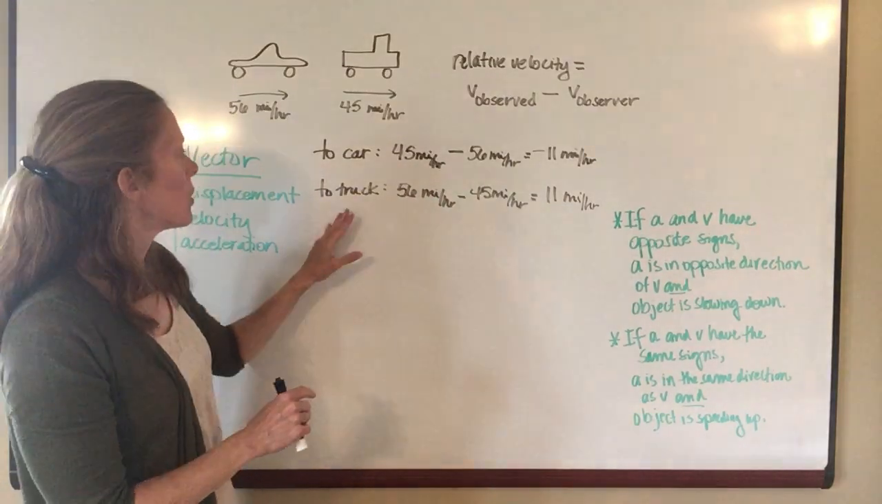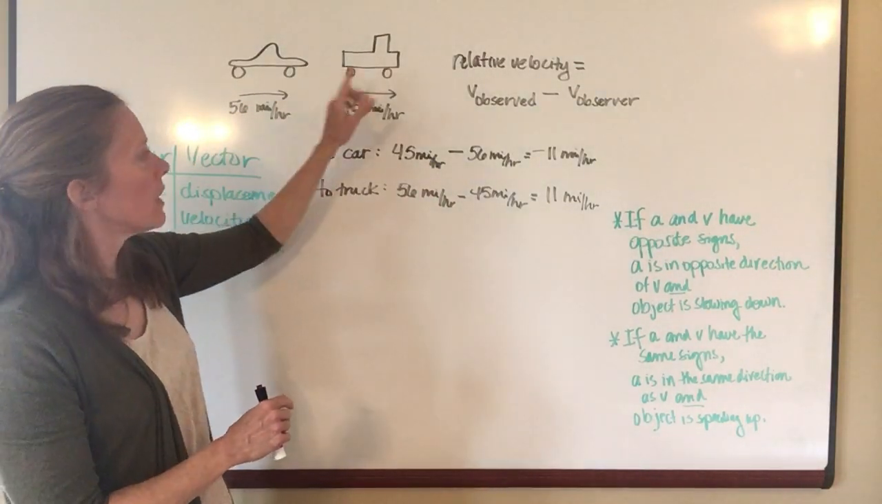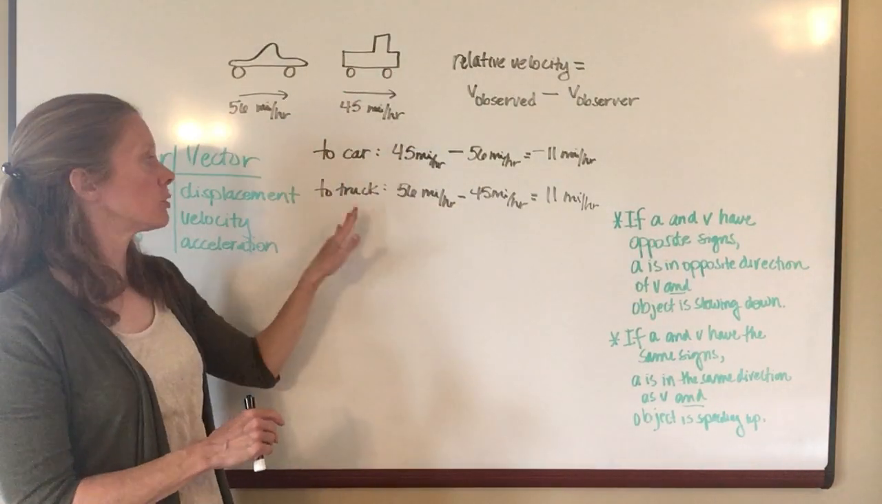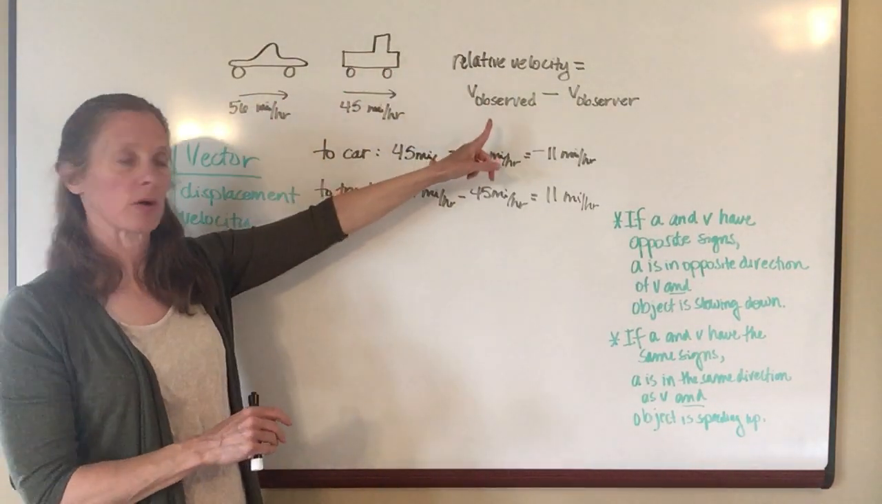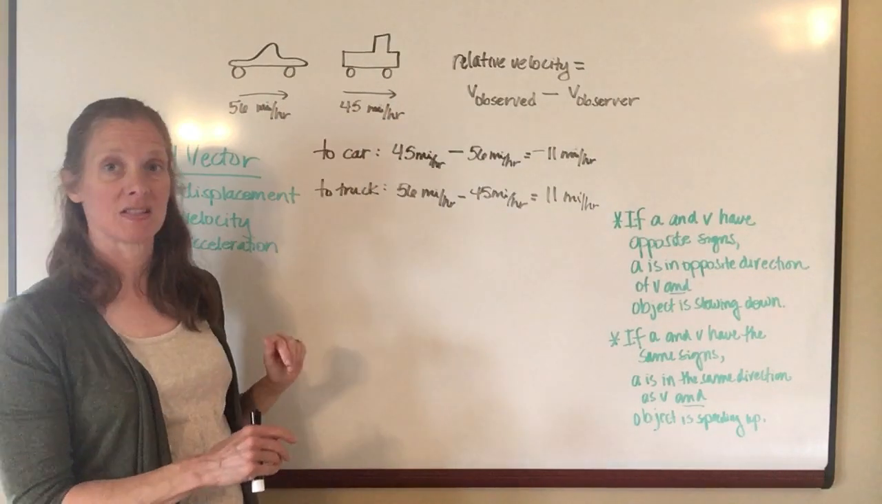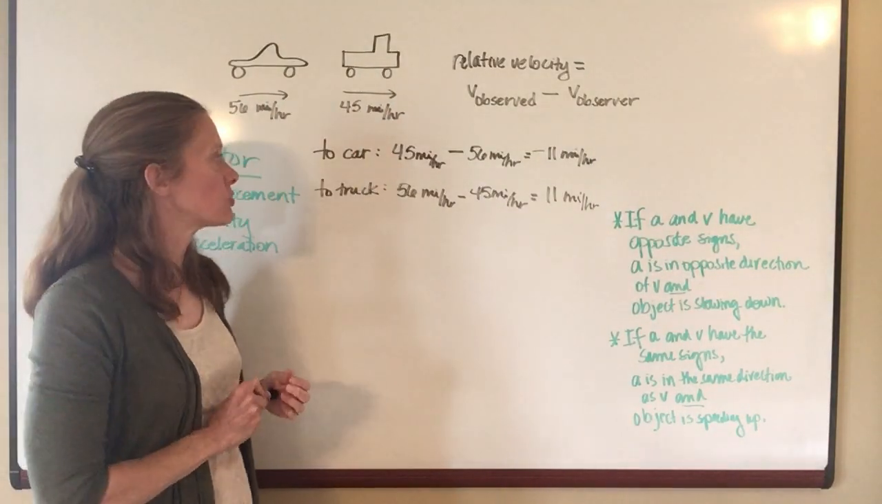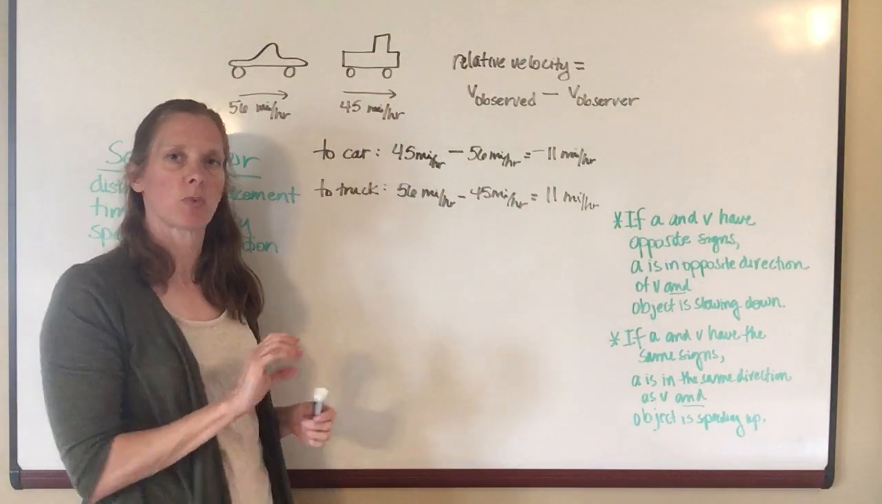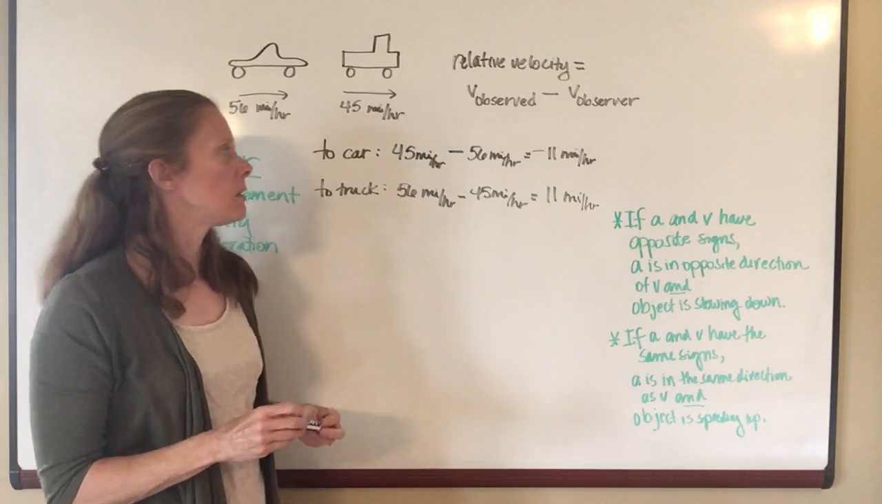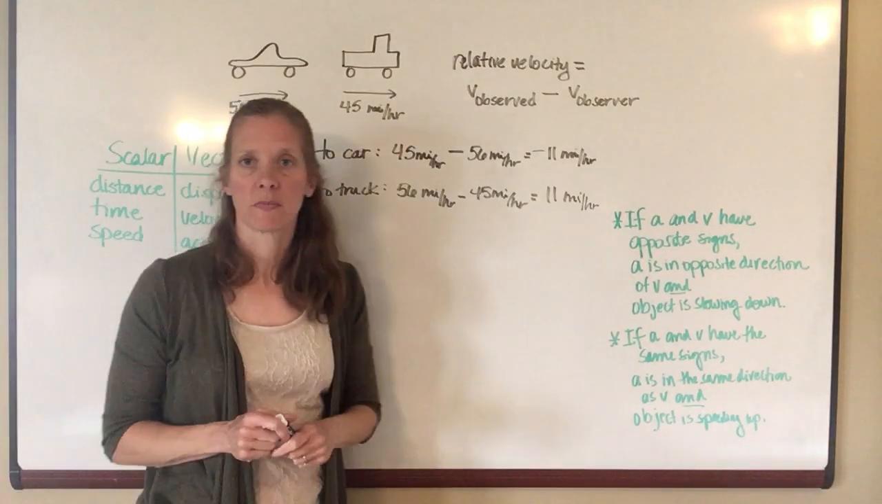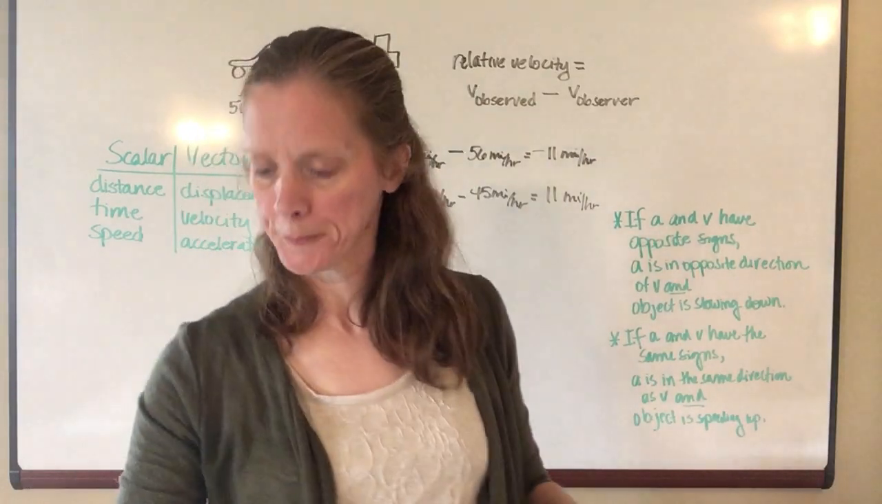So to the person in the car, the truck appears to be going backwards. To the person in the truck, the car appears to be going forwards based on their relative speeds. So I wanted to make sure that we actually flipped that example around and did it the other way, so that you could get an idea of what that looks like as well.